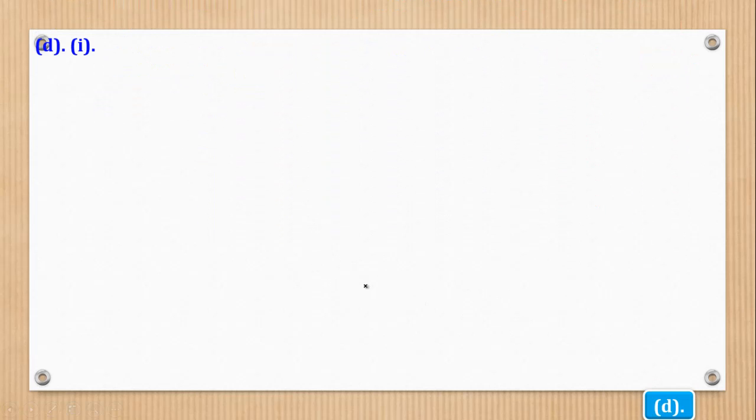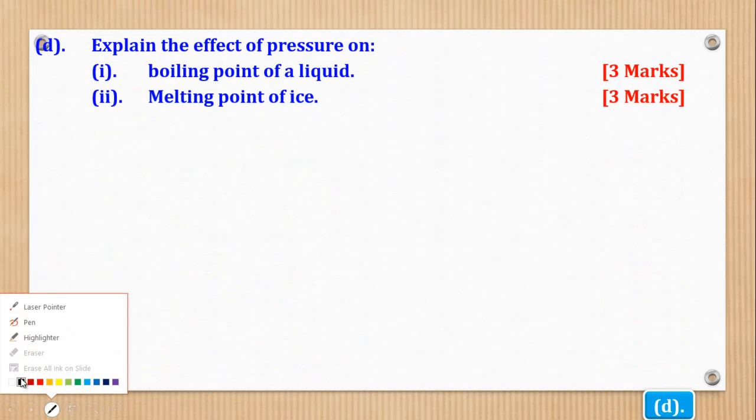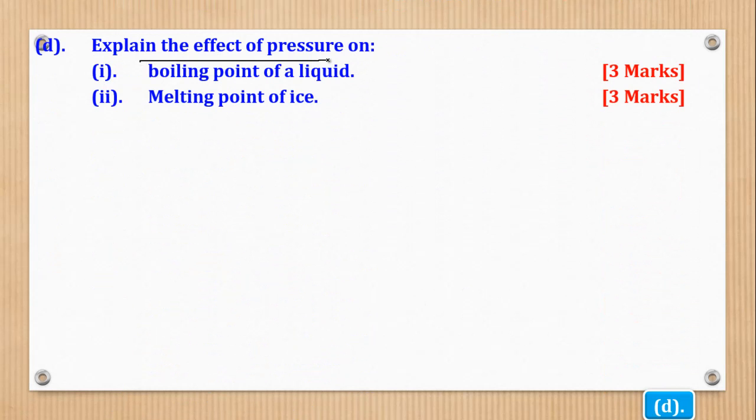Then part D says, explain the effect of pressure on (i) the boiling point of a liquid, and (ii) the melting point of ice.